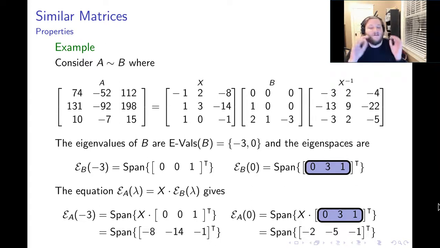So what this example is illustrating is that if we're given A equals X times B times X inverse, which tells us that A and B are similar, we can solve a lot of problems on B and then translate those answers back to A. And this is advantageous for us, especially when the matrix B is easy to work with.